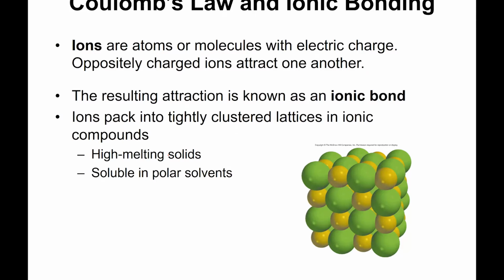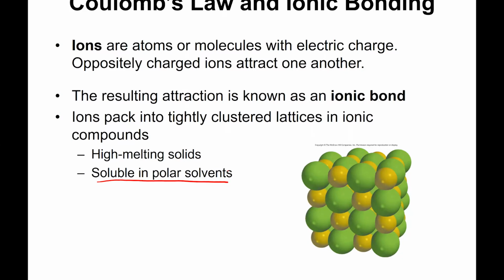Ions that form ionic bonds together usually pack into tightly clustered lattices in something called an ionic compound. So you can have singular molecules with an ionic bond, but usually these are packed together, again in a lattice, to form a large lattice structure in a crystal. Now, these ionic compounds have high melting points and are usually soluble in polar solvents.